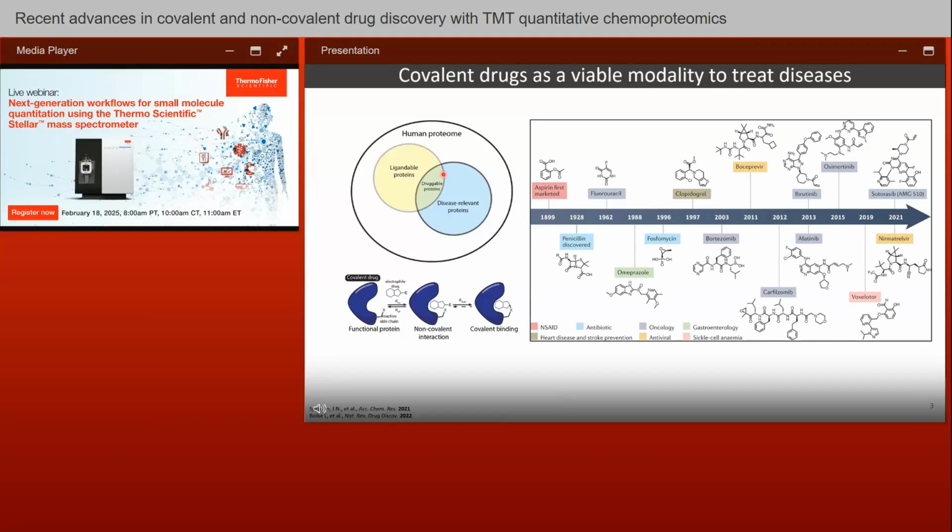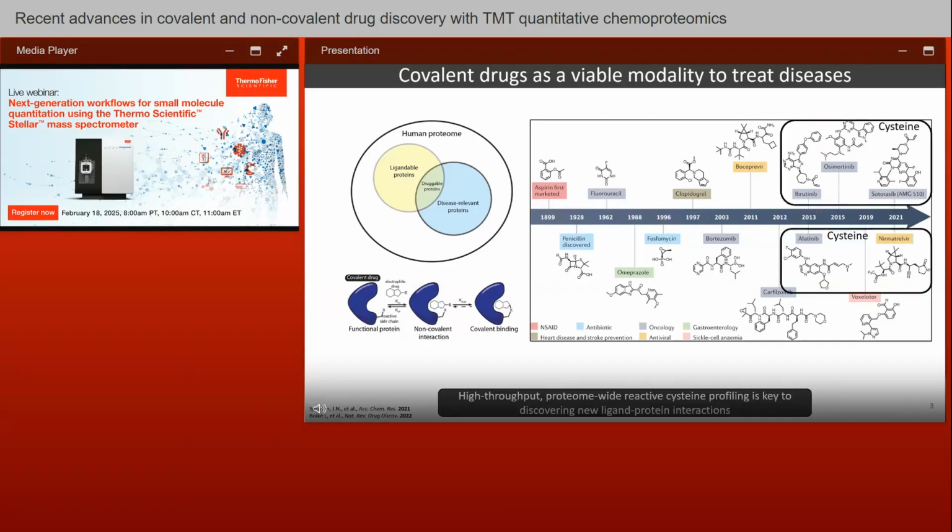Just so you know, covalent molecules or covalent drugs have been a viable modality to treat many different types of diseases for over 130 years. It started about 1899 when aspirin and then later penicillin were discovered, right? And these are all classic covalent drugs we're still using today.